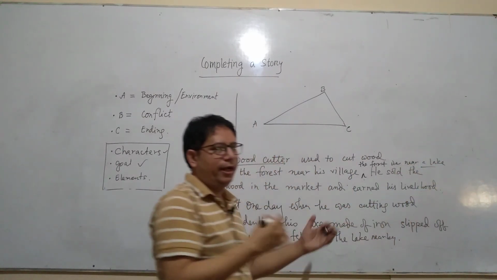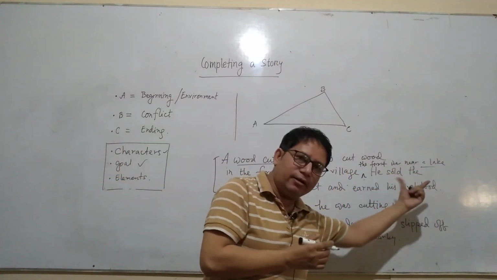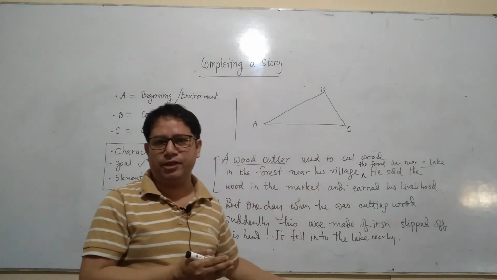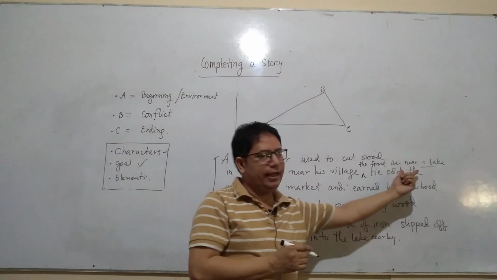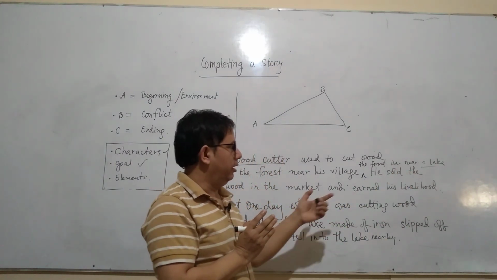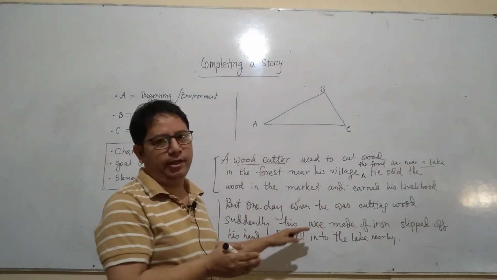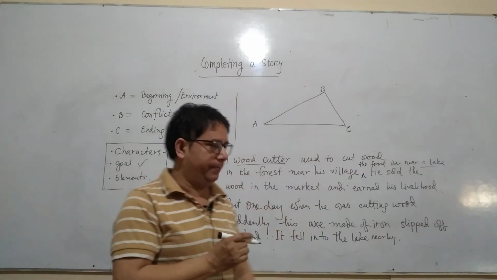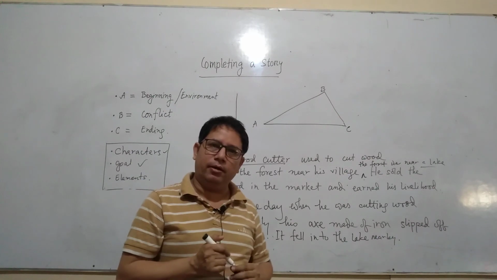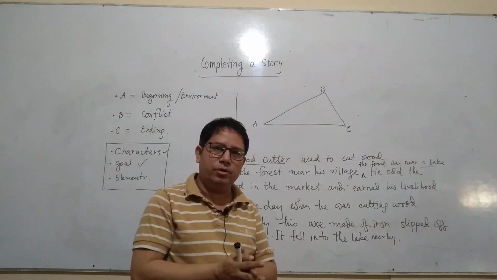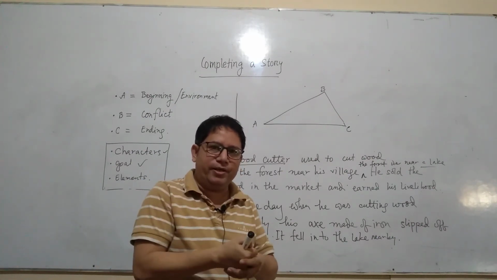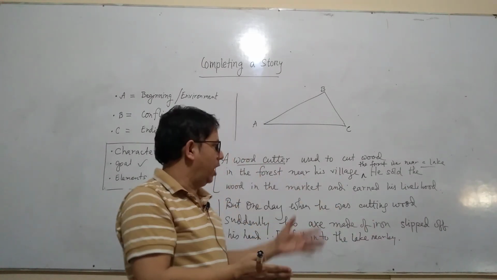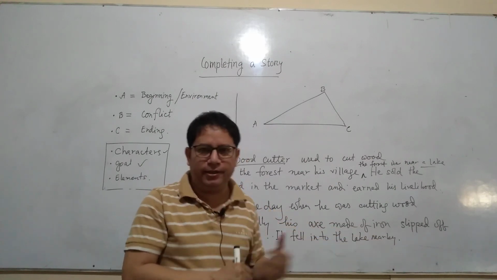So we have to create another element here, because it is necessary in the next part. The lake has a special importance in the development of the story. So near the lake, while the woodcutter was cutting wood, the axe slipped off his hand and fell into the lake, because he was cutting wood on the bank of the lake.